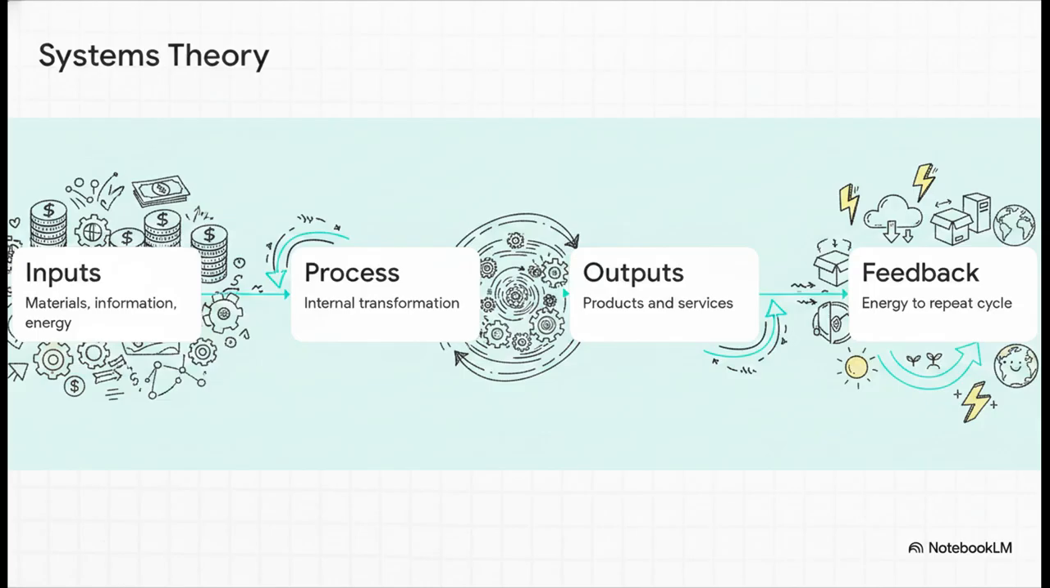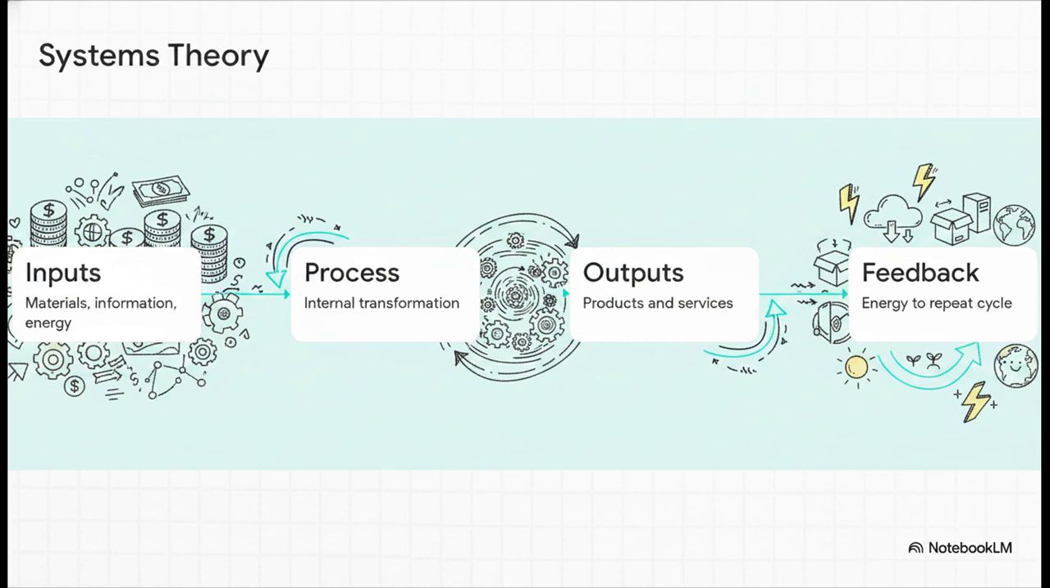We stop looking at organizations in a vacuum and start seeing them as open, living systems that are deeply connected to the outside world. It's this continuous, four-step loop. Step 1. The organization draws inputs, things like money, materials, information, from the external environment. Step 2. It takes those inputs and puts them through an internal process of transformation.